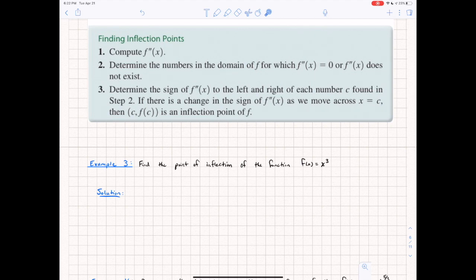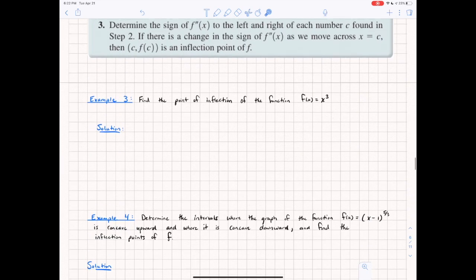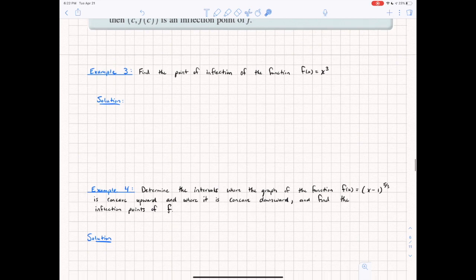We're just going one level deeper and looking at the second derivative specifically. All right, so in example 3, find the point of inflection for the function f of x is equal to x to the third. So we're just going to start out really simple to just convey the main idea. Now I know I need to go down to the second derivative, so that's going to be my first step. First derivative will be 3x squared. If I go one level deeper to the second derivative, I would get 6x.